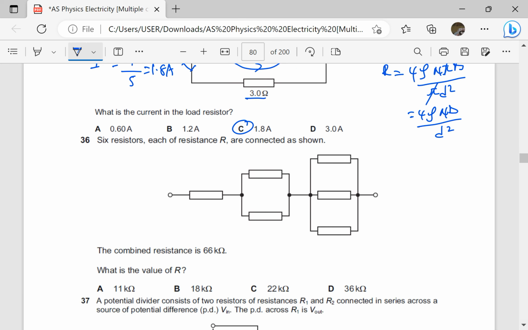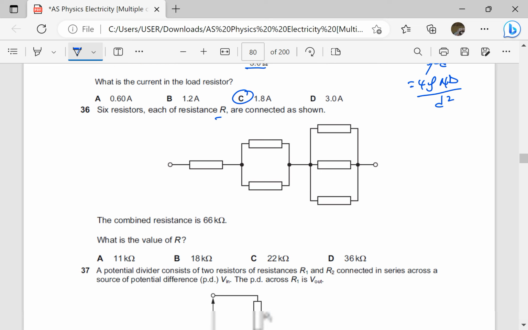6 resistors, each of resistance R, are connected as shown. The combined resistance is 66 kilo ohms. What is the value of R? So this is R. If this is R and this is R, the total here is going to be R over 2 because they're in parallel. This is R, this is R, this is R. So 1 over R plus 1 over R plus 1 over R, because they're in parallel. The total here is going to be R over 3.